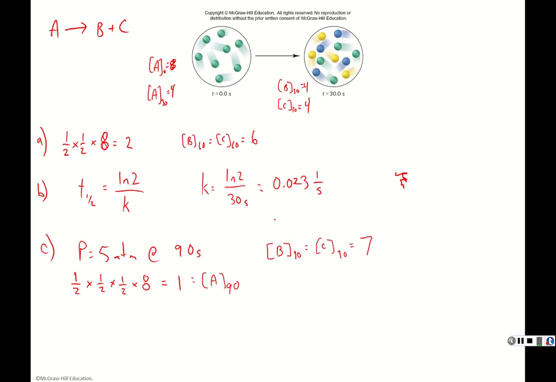So to find the partial pressure of B, what's that going to be? We would take the parts of B, which would be 7 parts B, and divide it by the total number of parts. So if we have 1 A, 7 B's, and 7 C's, that's 15 total parts. So 7 divided by 15. And then you would multiply that fraction by the total pressure. So 7/15ths times 5 atmospheres would be 2.33 atmospheres.